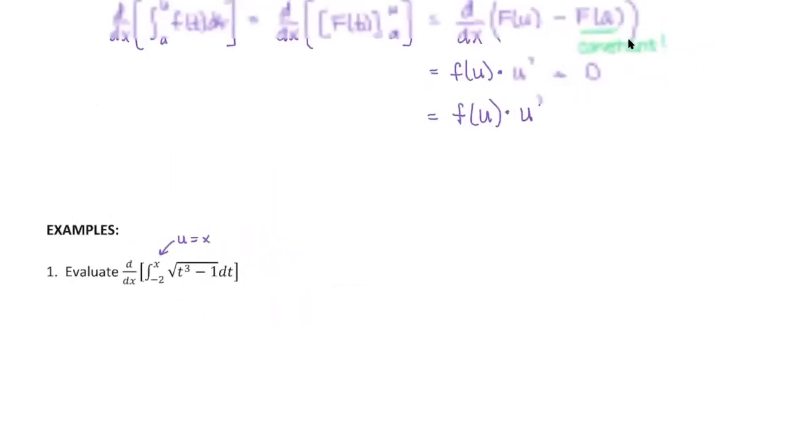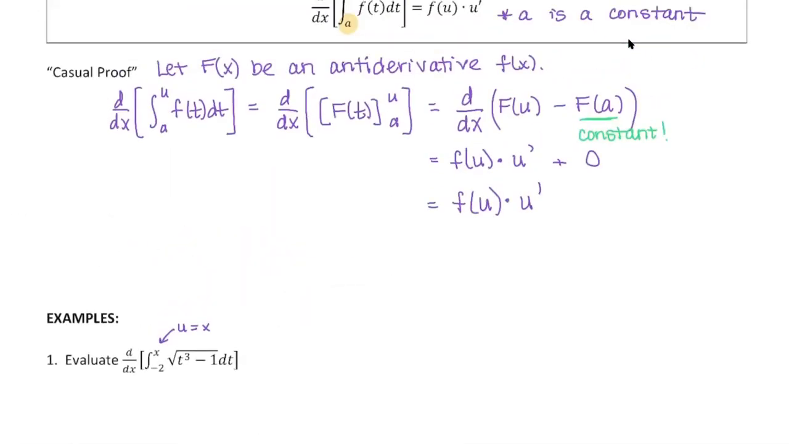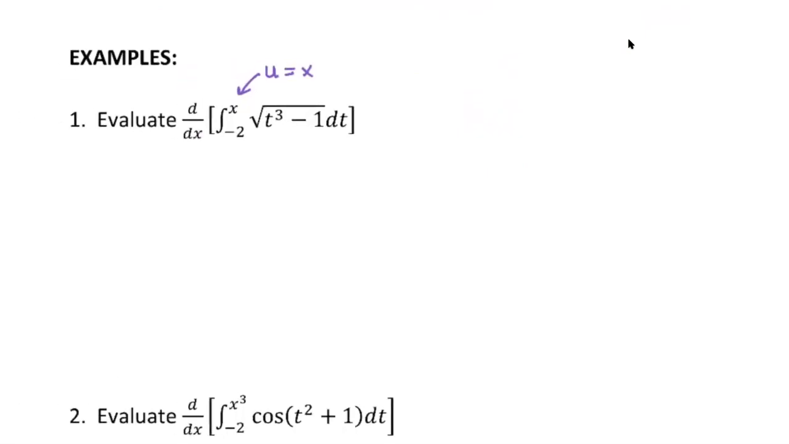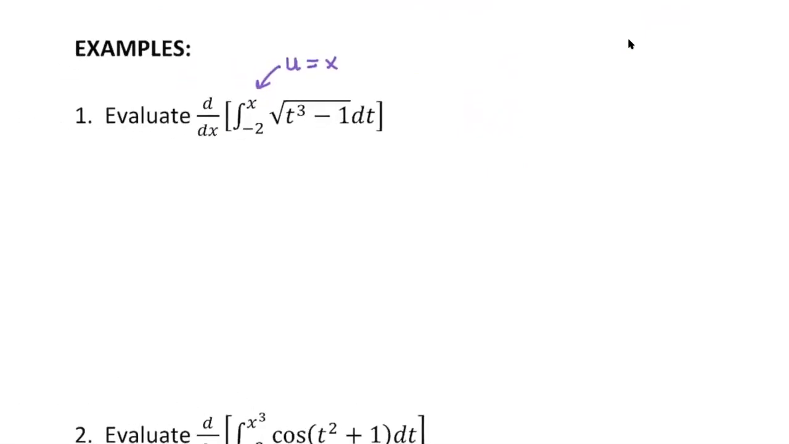We just saw up here that no matter what this bottom number a is, the derivative of that constant is going to be 0. That's why the number itself is irrelevant. When we take this derivative, we're going to get the square root of, instead of t, we replace the t's with x, because that's what u is. So this is going to be x cubed minus 1 times the derivative of x, which is just 1. So that's the answer. Done.